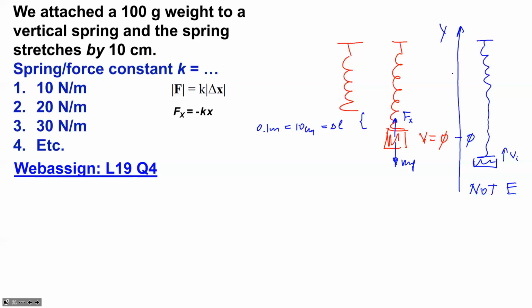And because it's not just velocity equals 0. Velocity here is also constant. That means acceleration is 0. That means net force equals 0. That means Fx minus mg equals 0. Now all we have to do is just combine these two equations.